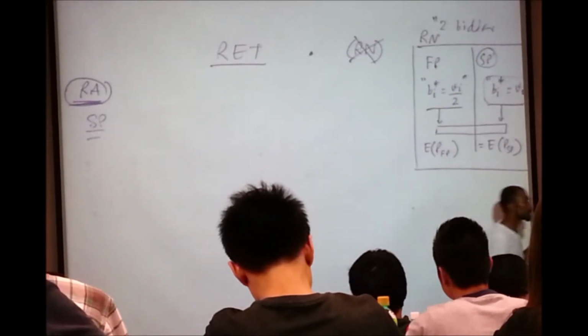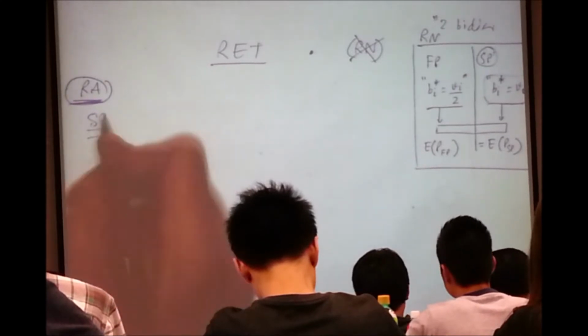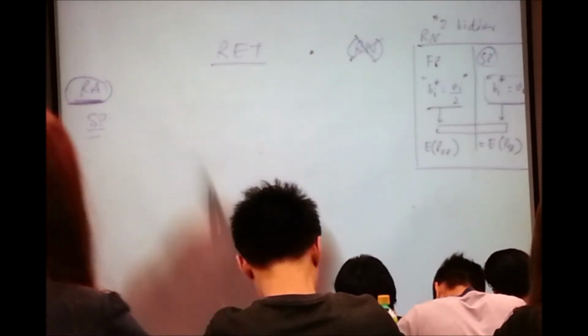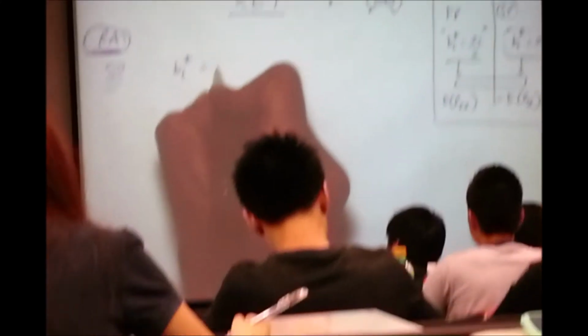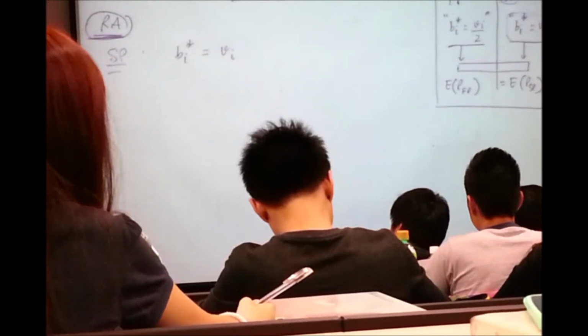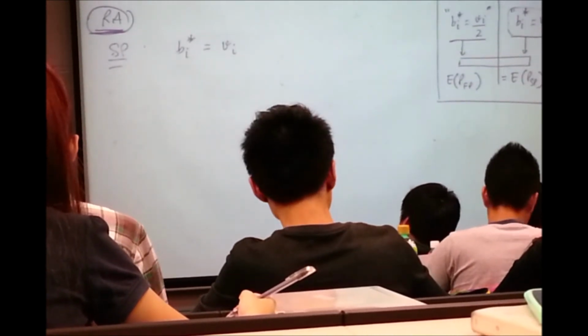And I'm going to give you the result and show you that it's true as well. In a second price auction, when bidders are risk averse, I'm going to claim that the bidders' optimal strategy is still to bid their valuation. It does not change. And why does it not change?